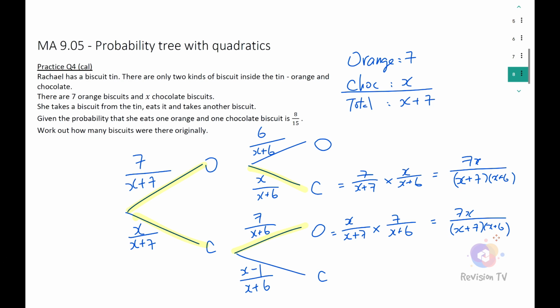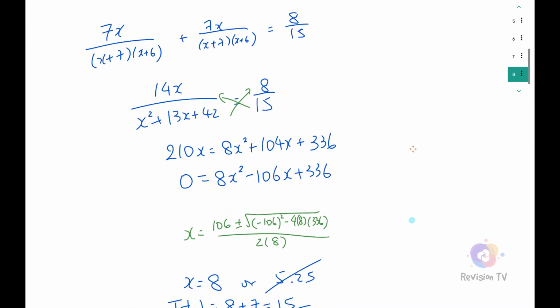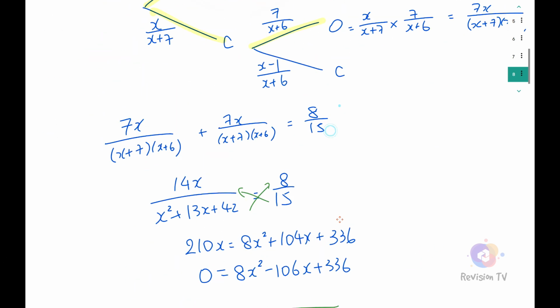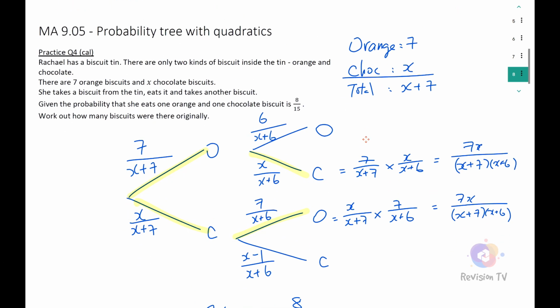Here is the final answer. The final answer is 15. If you got it right, well done, move on. But if you didn't, here's the step-by-step answer. The orange, there are 7 chocolate biscuits, x total, so x plus 7. As I said, I tend to like to put an x in the front first. It will make your life a bit easier when it comes to the minus 1 thing. And then here's the tree diagram.